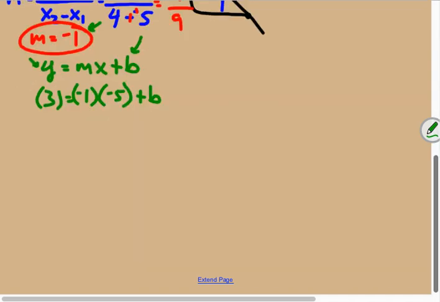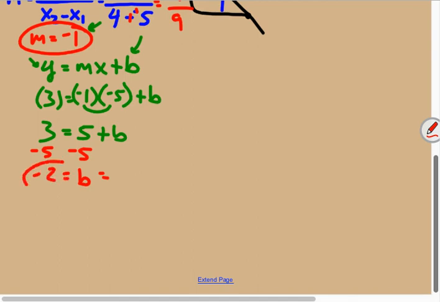So when we do this, I got 3 equals negative 1 times negative 5 is positive 5 plus b. Okay, solve for b. Subtracting 5 from both sides, I get b is equal to negative 2. So I can write my linear equation now. I have my slope, have my y-intercept.